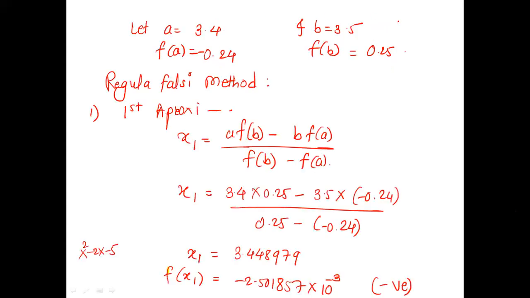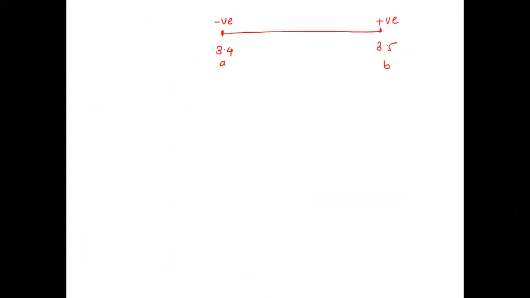So first thing, you should draw this on the side in the example, where the first root is found. So this is 3.4, this is 3.5, this is A and B. For this you have got a negative value now, and for this positive. Check, 3.4 is negative, right? So 3.4 is negative, 3.5 is positive. Now we got x1. The x1 value is 3.448979.